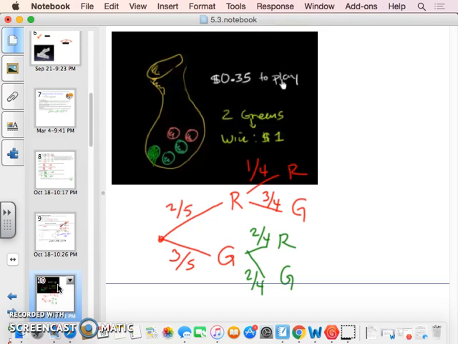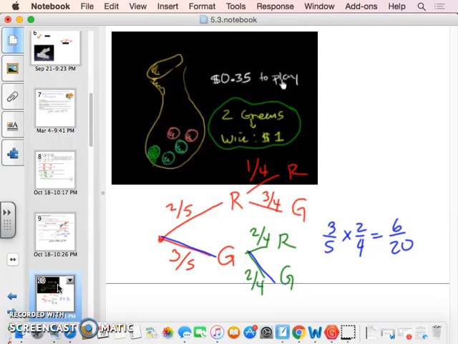But to be a winner, you have to select the path where you go down and you first select a green, and then you select a green again. So you're looking at 3/5 times 2/4. So it's 6 out of 20 times. So if you play 20 times, you're expected to win the dollar 6 times, right? All right.